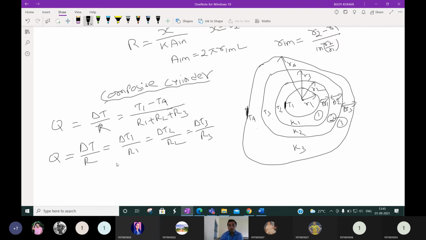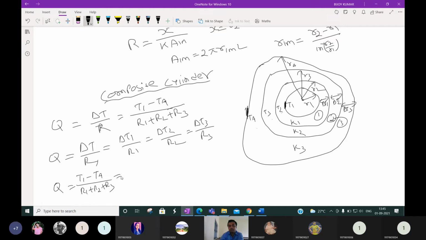Okay. So what will be this delta T1? See, what is this delta T first? Delta T means for overall. Overall means the combination of these three composite ones. So delta T means the difference between the first and last temperature. It will be T1 minus T4. Delta T by R is what? Overall thermal resistance of this composite. You can see these are connected in series. So when the walls are connected in series, the overall resistance will be the sum of the individual resistances.